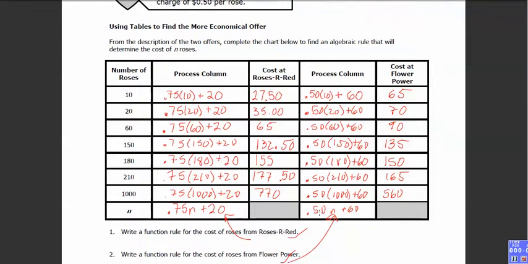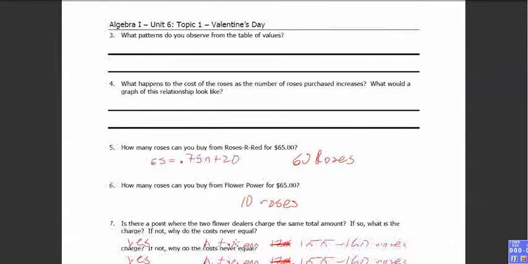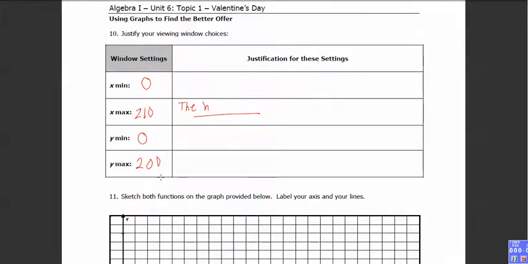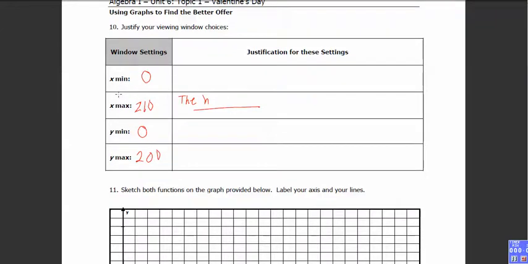Okay, for y max, that's the maximum that I'll pay. Remember, I only went up to 210 with my x values, which means I really only need to go up to about 180 or 200. So I don't know how big my graph is yet, so I'm going to say 200. But if I don't quite get to 200, that's not a big problem. Okay, so again, this is the range that would then fit the x values that I just put in.